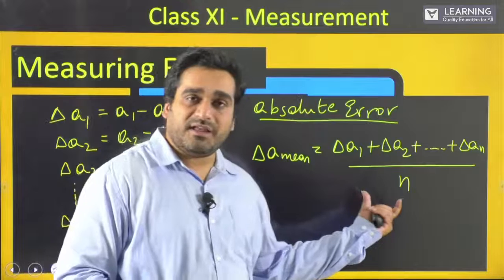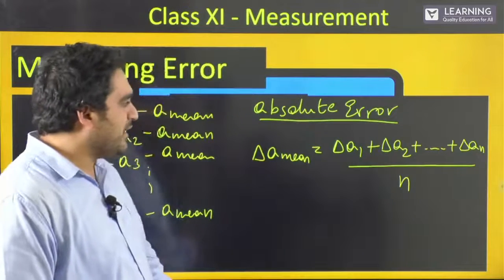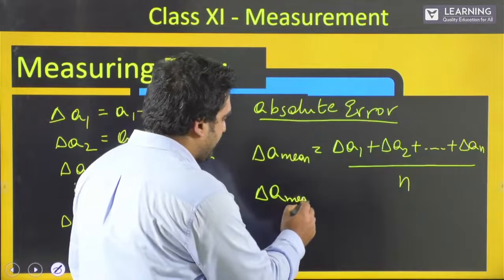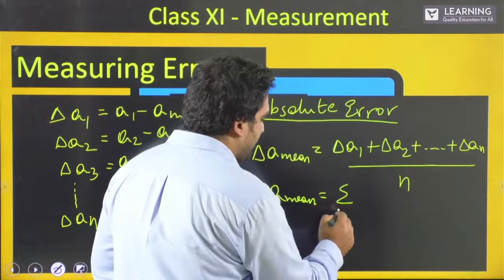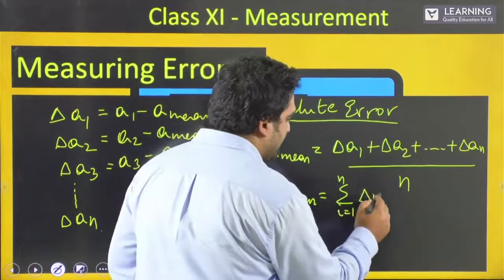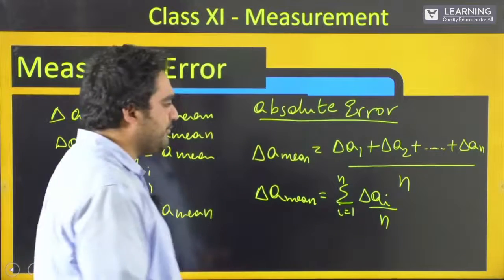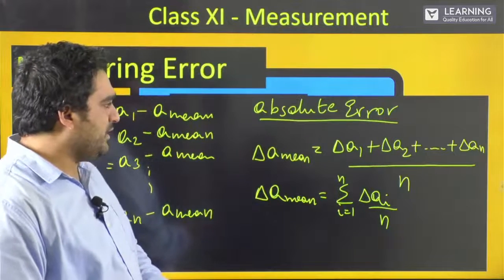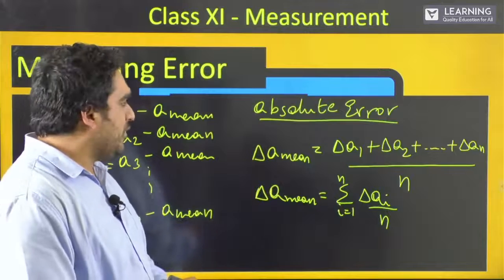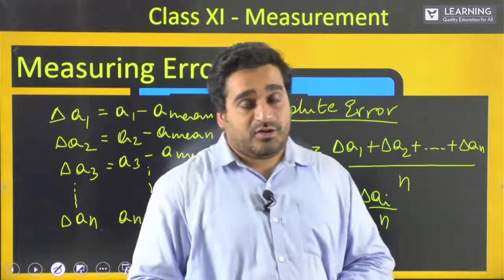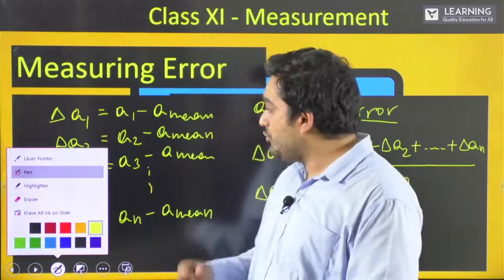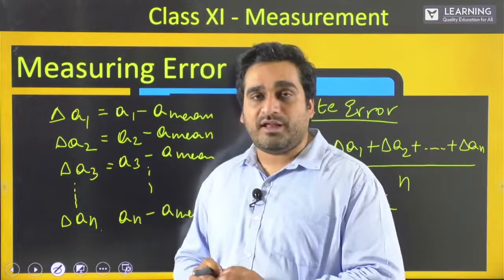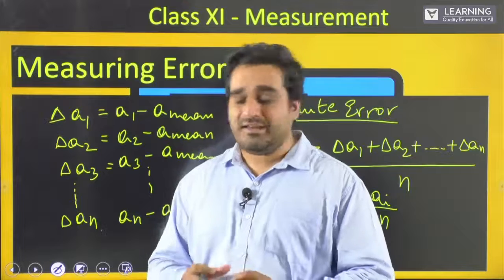Now that we have identified the absolute error for a given measurement, next we can put this in a summation form, where delta A mean is equal to the sum of i equals 1 to N delta A i, divided by N. So now that we have found the absolute mean error, we can also identify the ratio of the error to its actual true value, which gives you a quantity called a relative error.